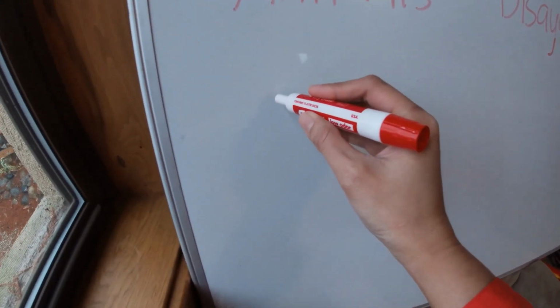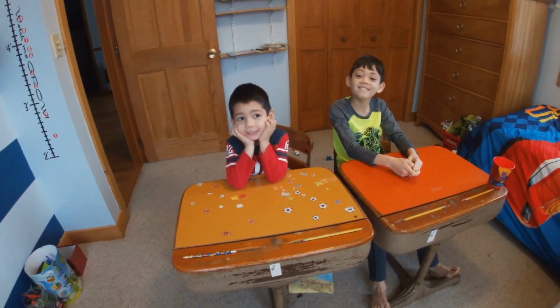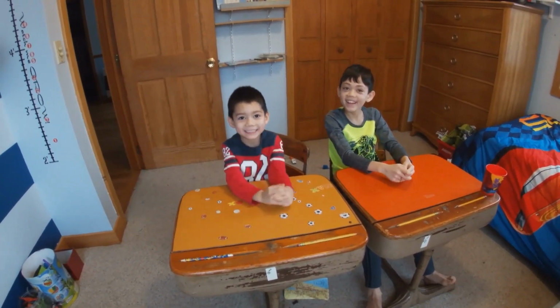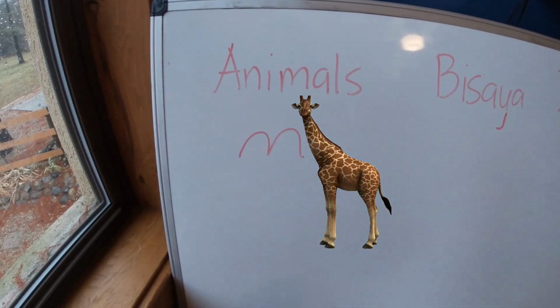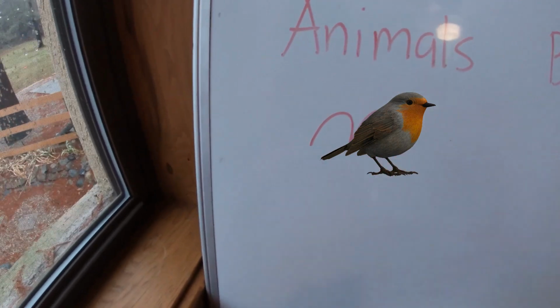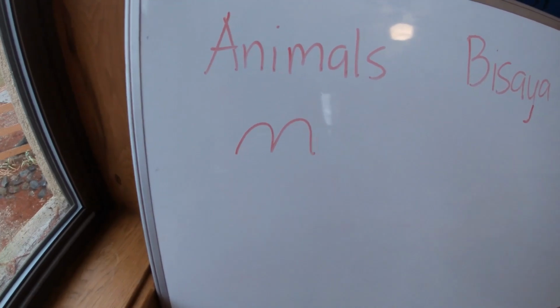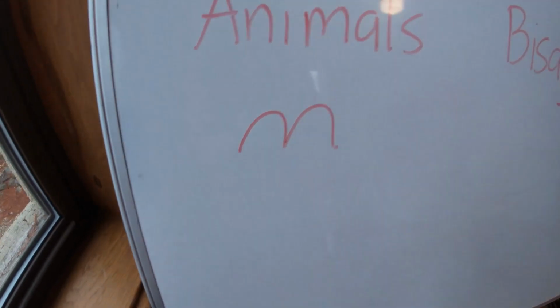Okay, what is this? What's that? It's an animal. A camel? Be nice. No. It's a bird! A bird? That's a bird. See this one's wings. This one's the head. A bird.